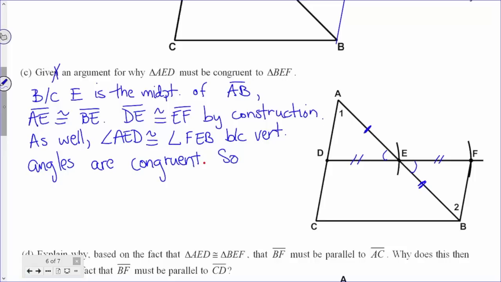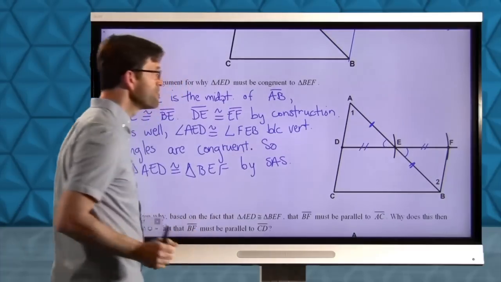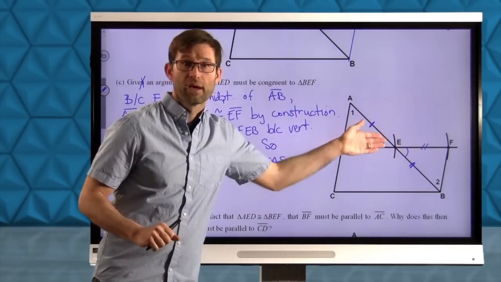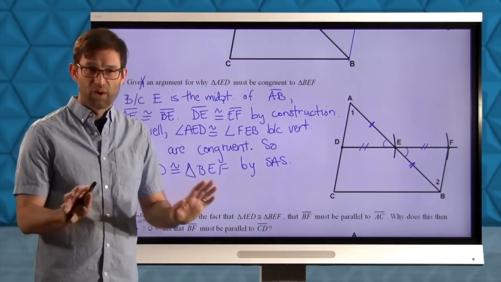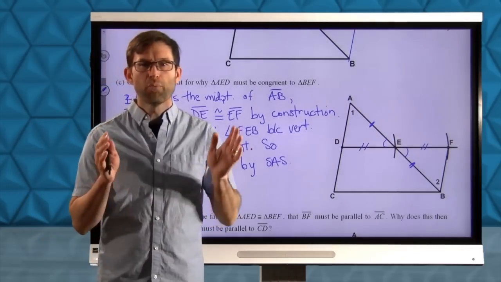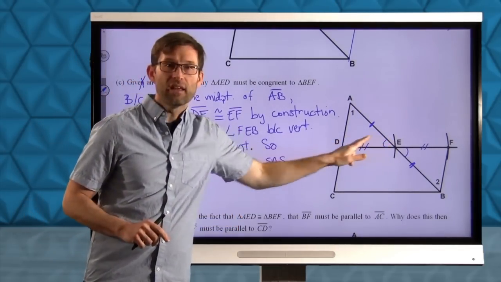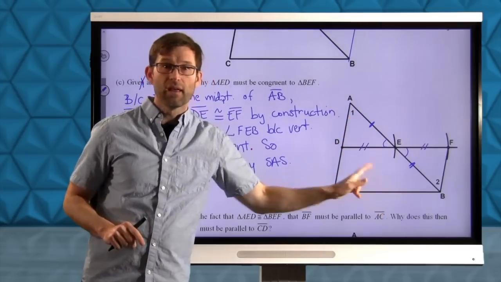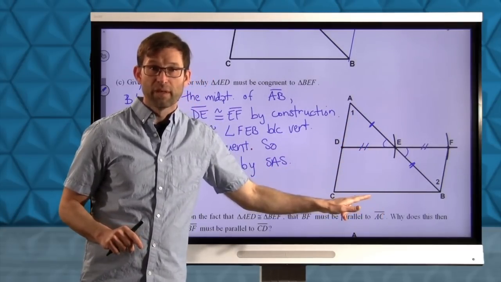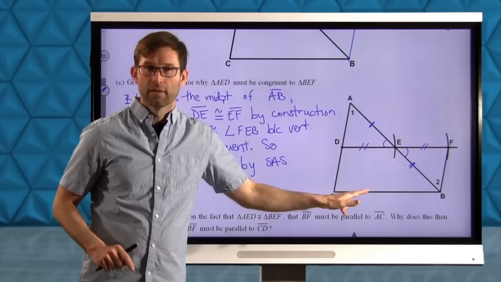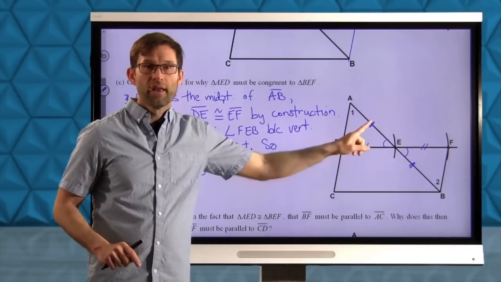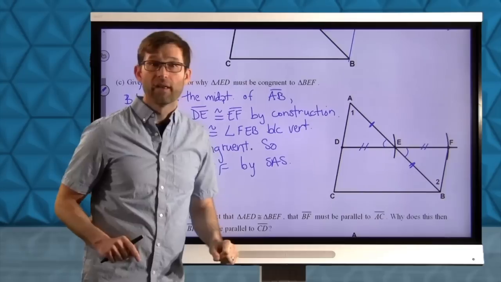So triangle AED is congruent to triangle BEF by side angle side. Right? Side equal to a side, angle equal to an angle, side. Now again, we're trying to prove the fact that because D and E are the midpoints of AC and AB, DE must be half the length of BC and has to be parallel to it. So keep that in mind. And what we've now proved is that this triangle and this triangle are identical to each other.